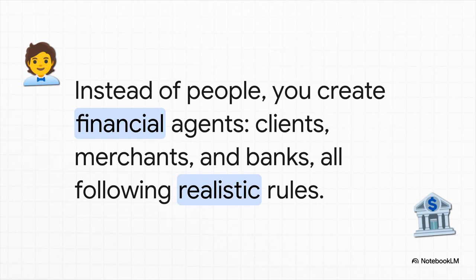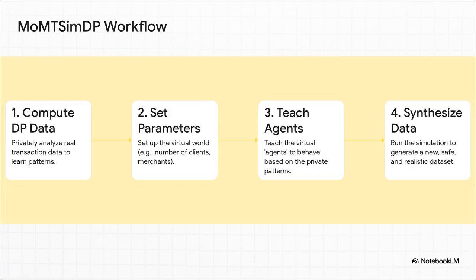And here is the absolute key: the rules these little agents follow, how often they spend money, how much they deposit. All of that is learned from the differentially private statistics that we gathered from the real world. So how do these two big ideas actually come together?